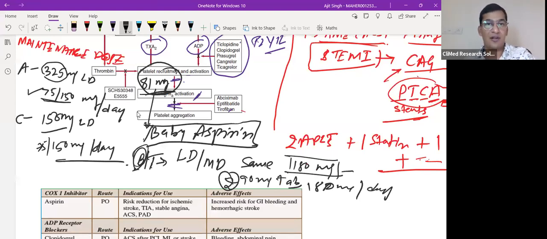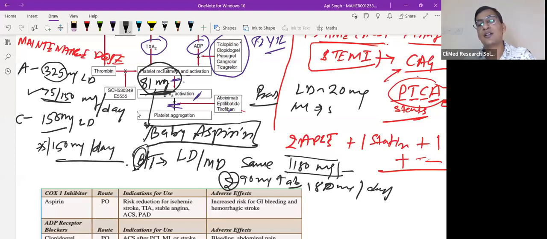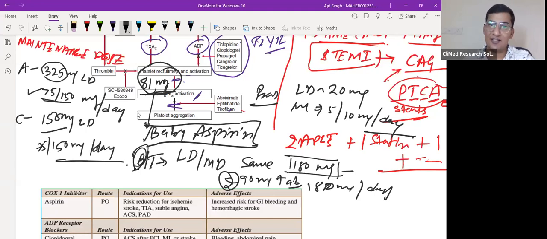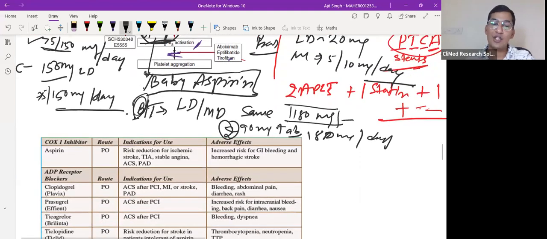So the loading dose and maintenance dose of ticagrelor are similar. And if I talk about prasugrel, the loading dose is 20 mg and the maintenance dose is 5 or 10 mg per day, once a day. So aspirin, clopidogrel or prasugrel are given once a day, but ticagrelor is given twice a day. I hope you understood the doses, and the difference between maintenance dose and loading dose in different patients, right?